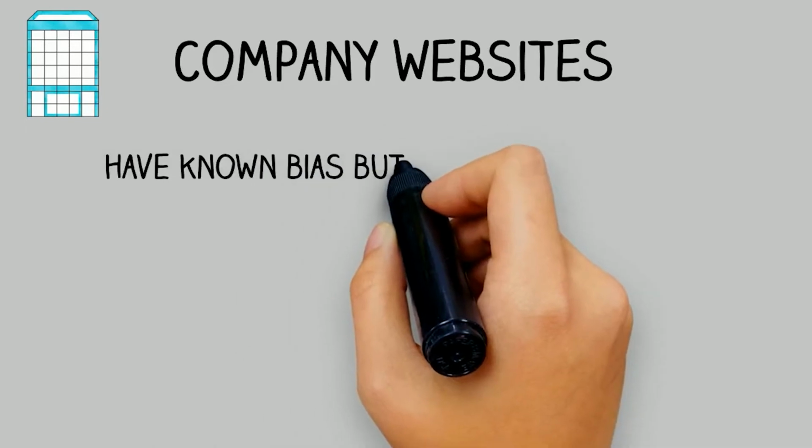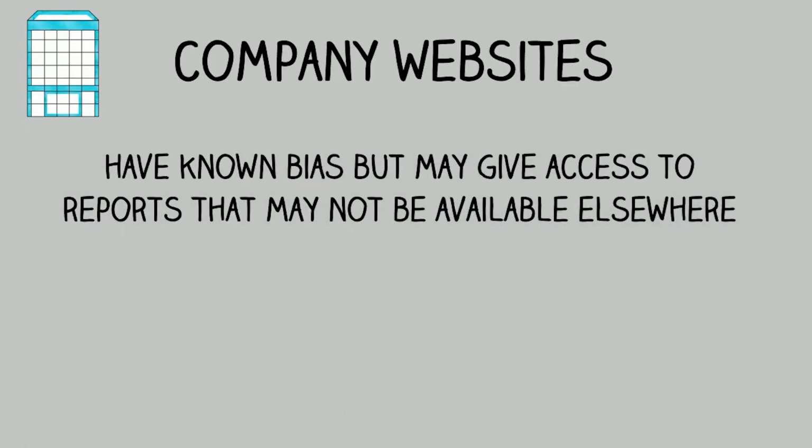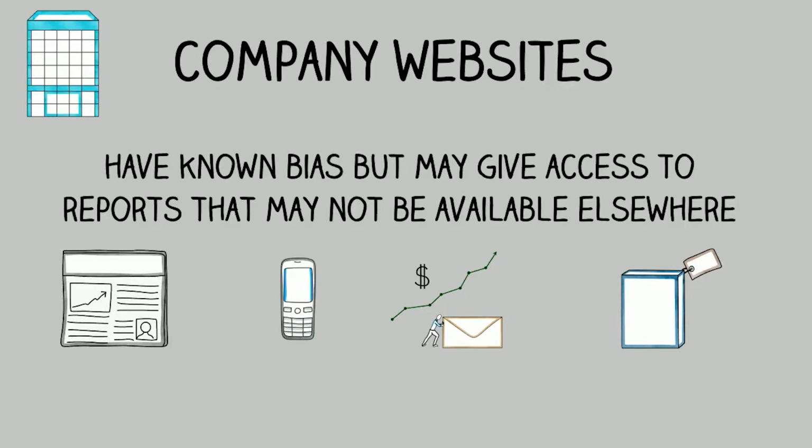Company websites have a known bias but may give access to reports that may not be available on other platforms. You can also access news releases, contact information, advertising, and product and service information.